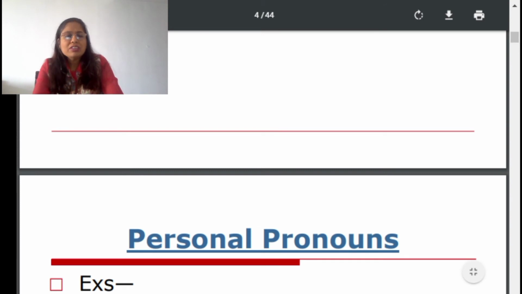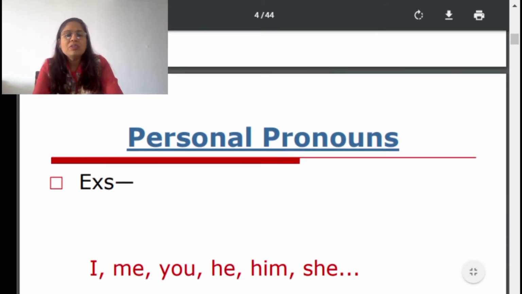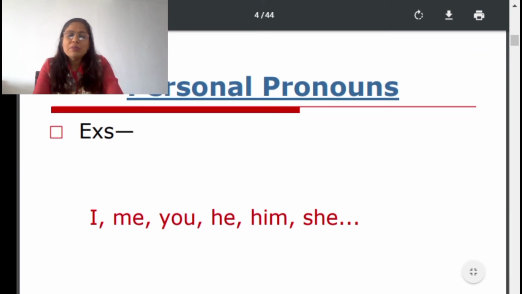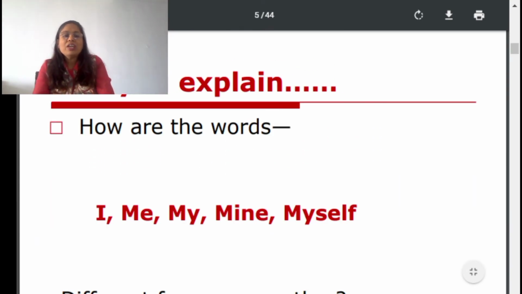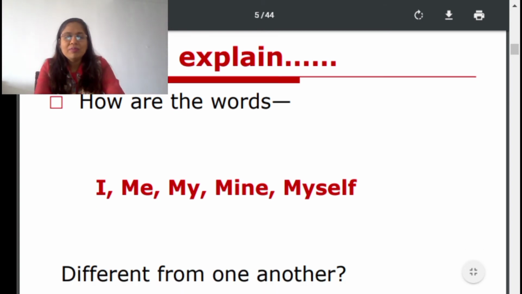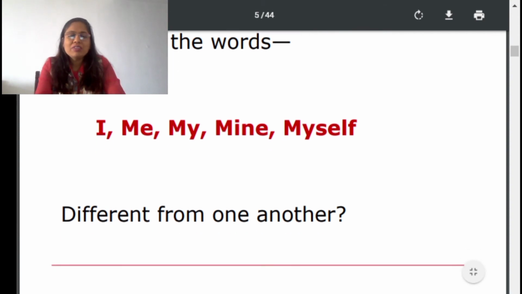There are various types of pronouns. I am first going to teach you personal pronouns. Examples of personal pronouns are I, me, you, he, him, she, and so on. Can you explain how the words I, me, my, mine, and myself are different from one another? They are all used for describing oneself, isn't it?